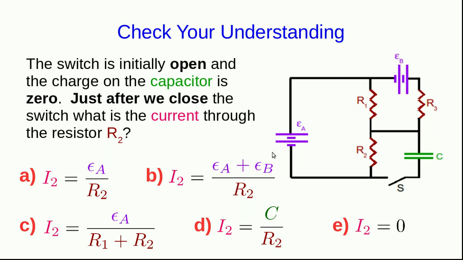Let's see how you're doing with understanding this. So here's what looks like a rather complicated circuit, but it's actually going to be pretty easy to figure out the answer to this. So the switch down here is initially open, and the charge on the capacitor is initially 0. And at some point we close the switch, and I simply want to know just after we close the switch, what is the current through this resistor R2?